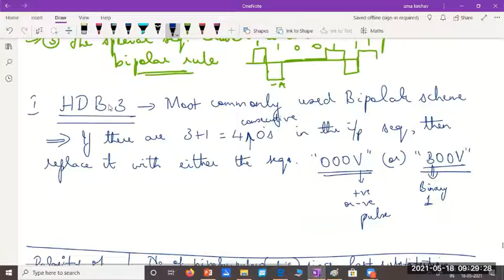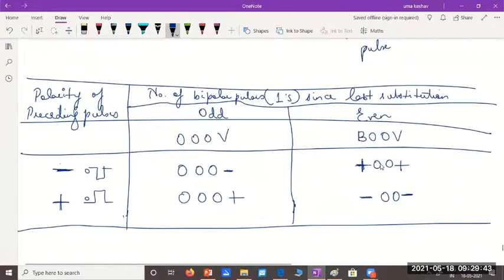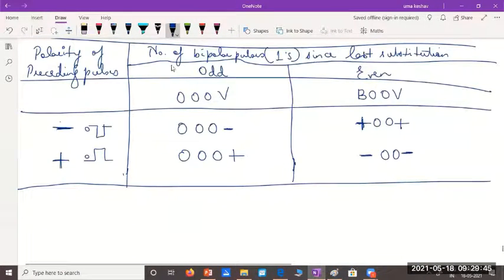High density bipolar 3 coding checks for 4 consecutive zeros in the input sequence and then replaces them with 2 different binary formats. One is 000V, the other is B00V. And when should I replace with 000V? When there were odd number of ones since my last substitution. And if there were even number of ones, I should use the format B00V.